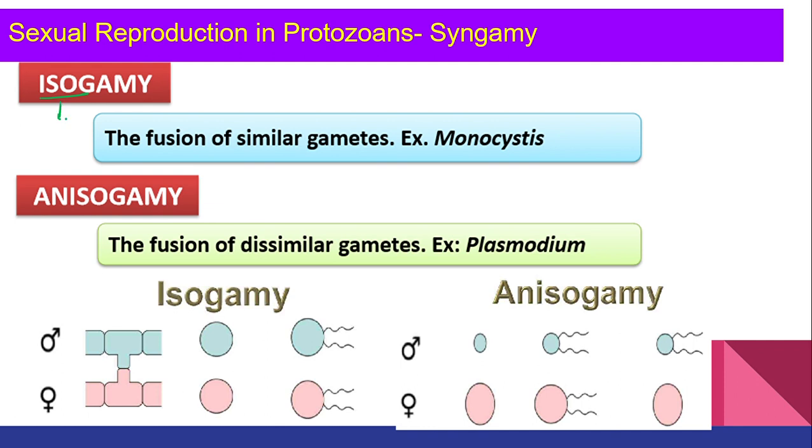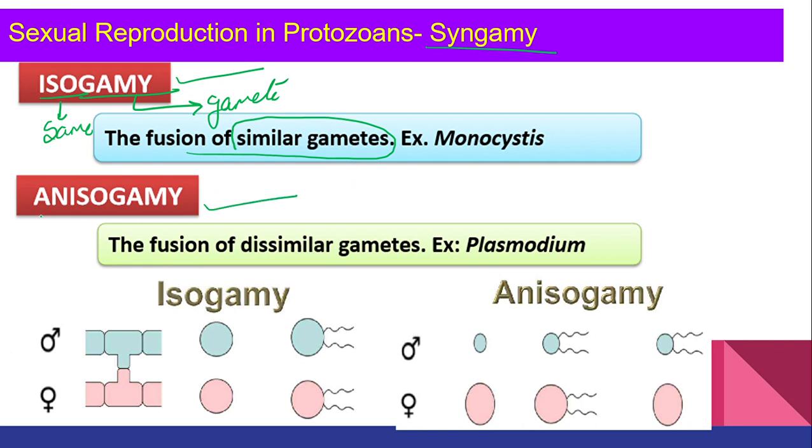Isogamy. Iso means same. Gamy means gamete. So fusion of similar gametes, the same type of gametes when they fuse. See, fusion of gametes is called syngamy. If the gametes are of the same type, we call it isogamy. If the gametes are of different types, then we call it anisogamy. An means opposite of isogamy, right?